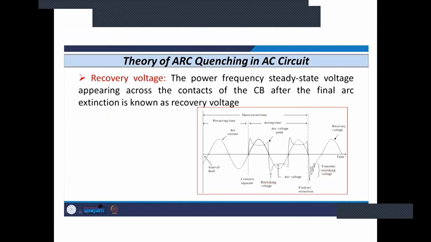In the next class, we will discuss fuses and some types of circuit breakers, which are categorized according to the arc quenching. So that was all for today's class, and thank you.